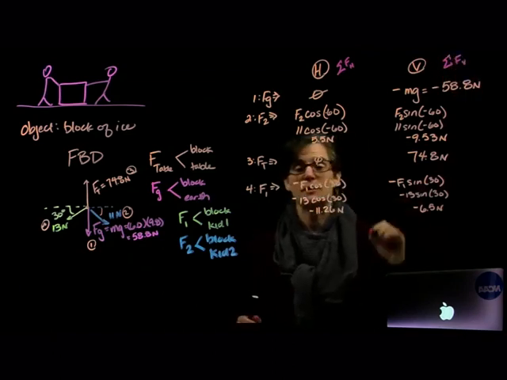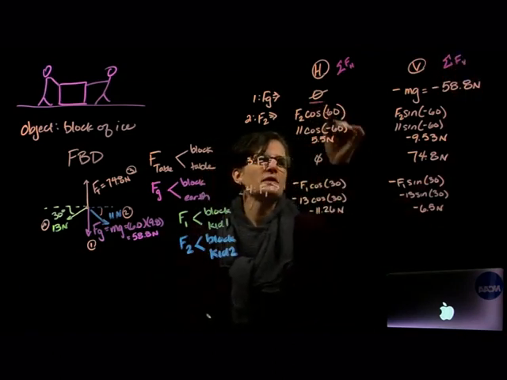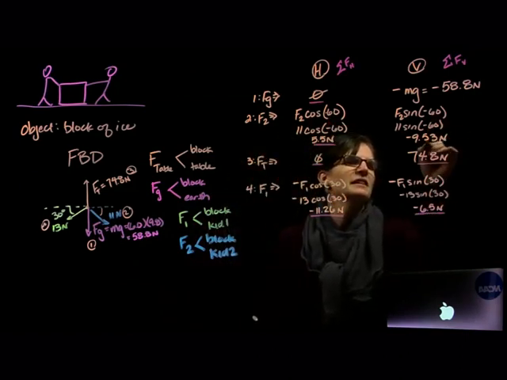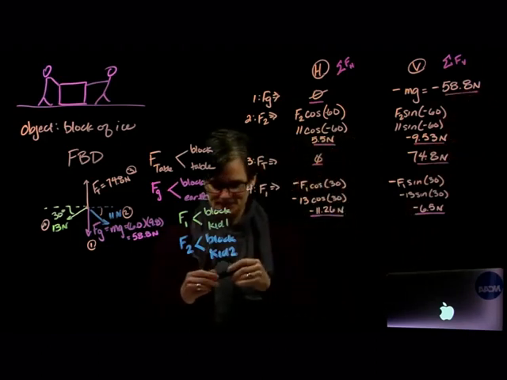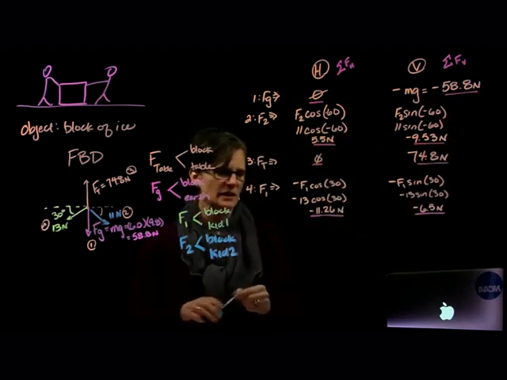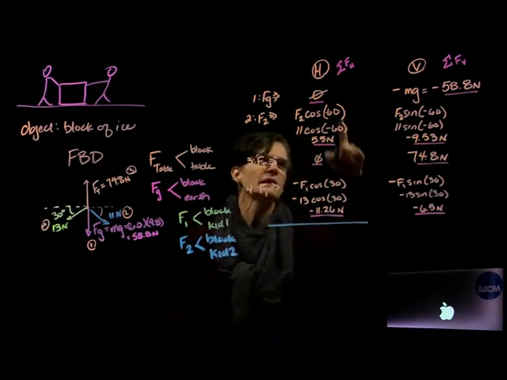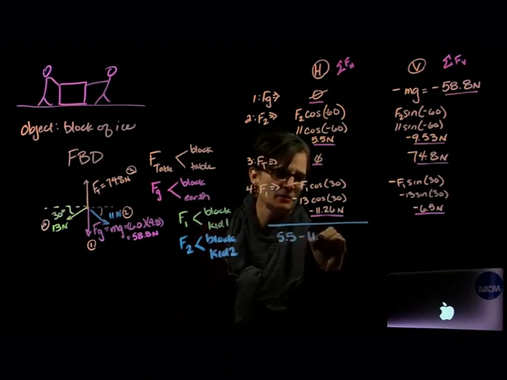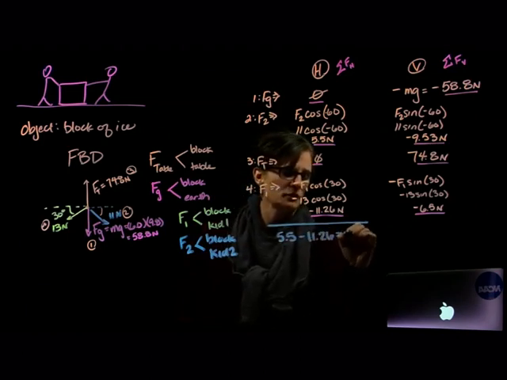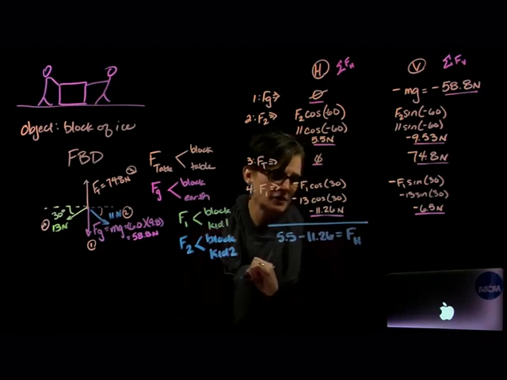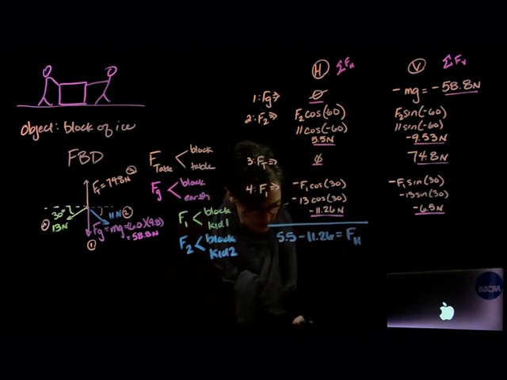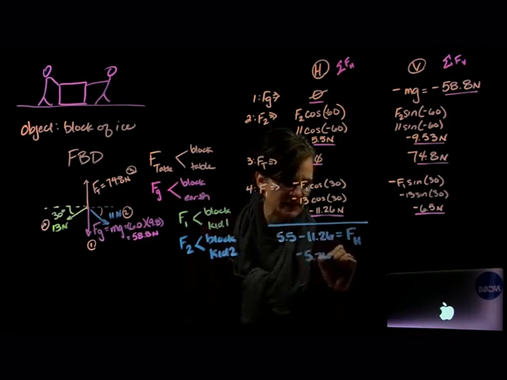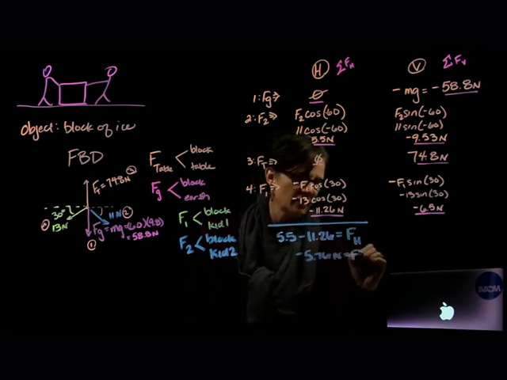All right, so I am going to sum my forces in the horizontal direction and sum my forces in the vertical direction to get the net force. That's all these values and all of these values. Let's sum them. We get 5.5 minus 11.26 is equal to the forces in the horizontal direction. So 5.5 minus 11.26, negative 5.76 newtons are the forces horizontal.